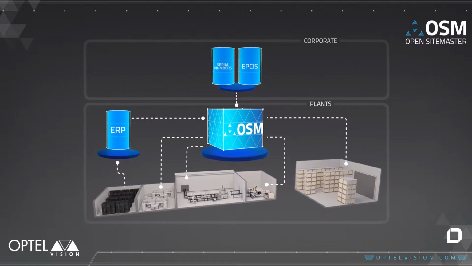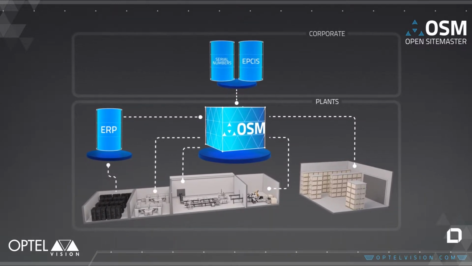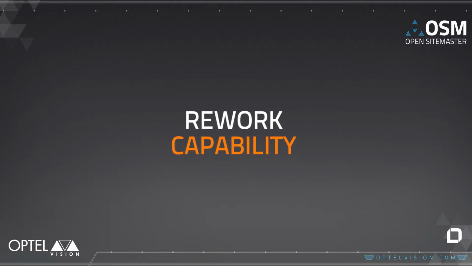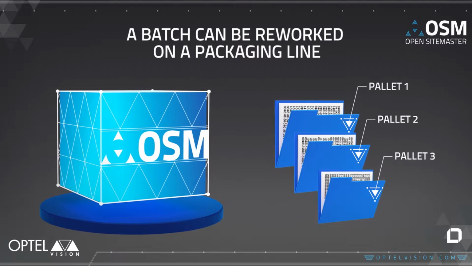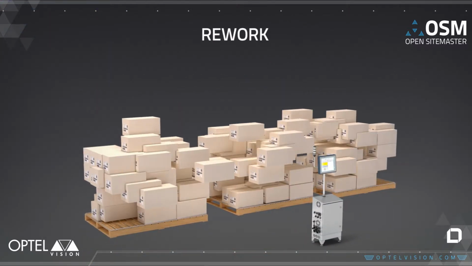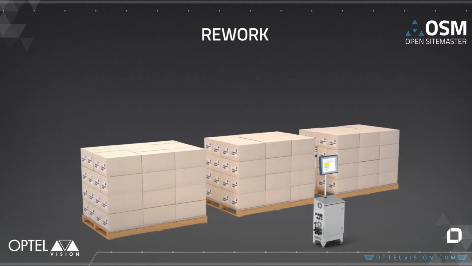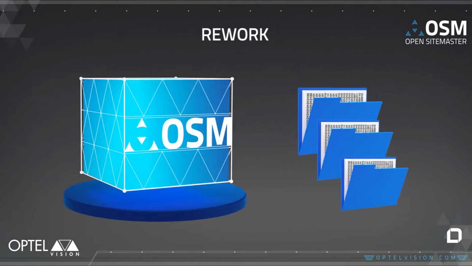But of course, sometimes things don't go as planned, and a completed batch may need to be reworked. The capability of reworking a serialized batch from OSM to a packaging line is a standard feature. The rework can take place on any packaging line. Once the changes are made, they are communicated back to OSM.